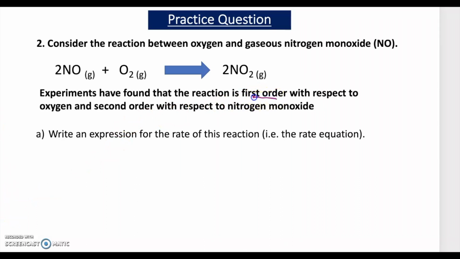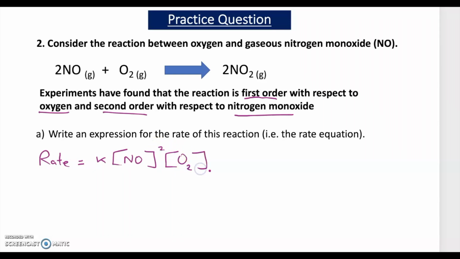So we have to remember it's first order with respect to oxygen, second order with respect to nitrogen monoxide. So therefore, rate is equal to K times the concentration of nitrogen monoxide raised to the power 2 times the concentration of O2. And this is a third order overall reaction.